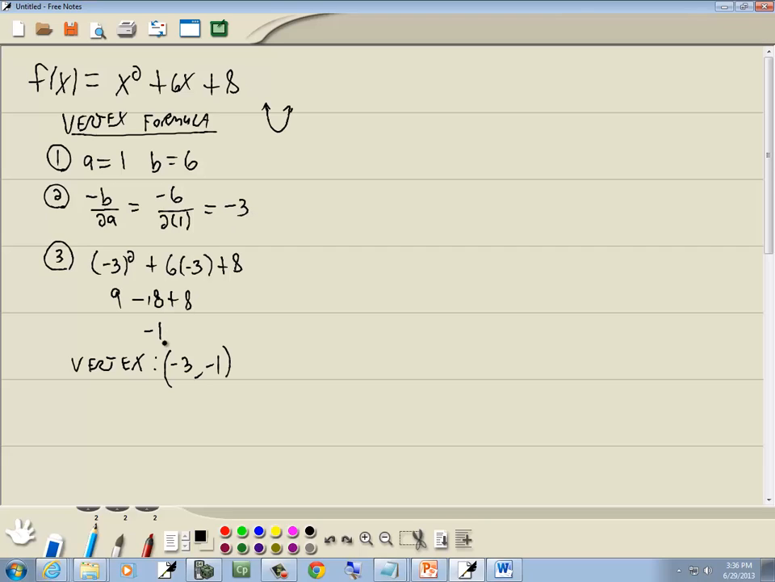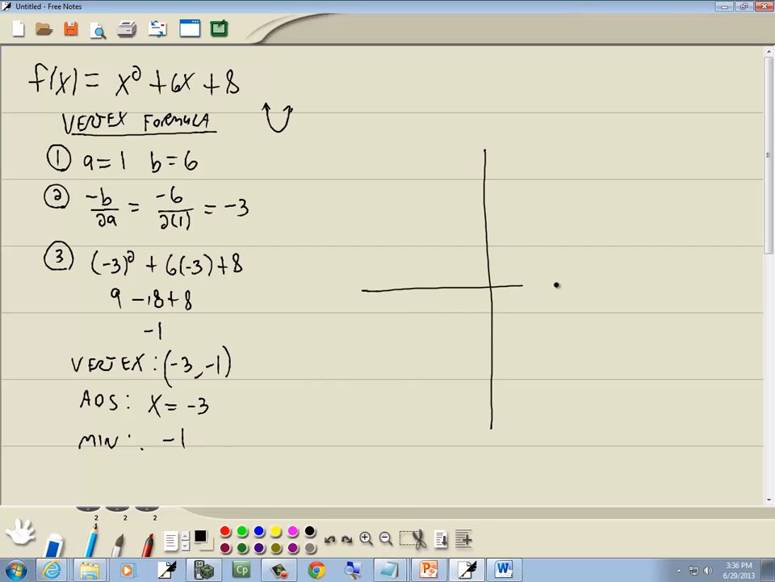Again, that's our x part, and this is our y part. Our axis of symmetry will be x equals the x part of our vertex, which is negative 3. Since our graph opens up, we're going to have a min, and the min will be negative 1.